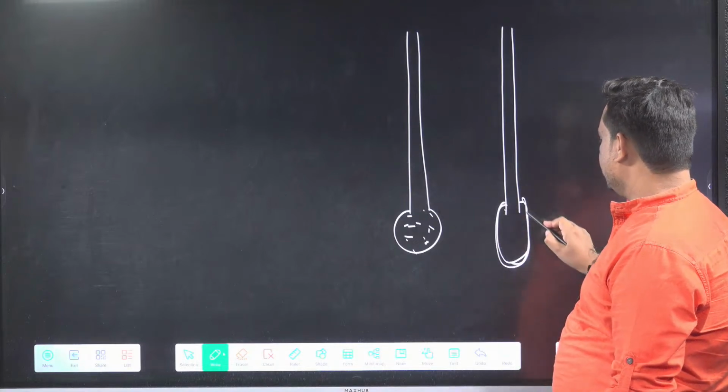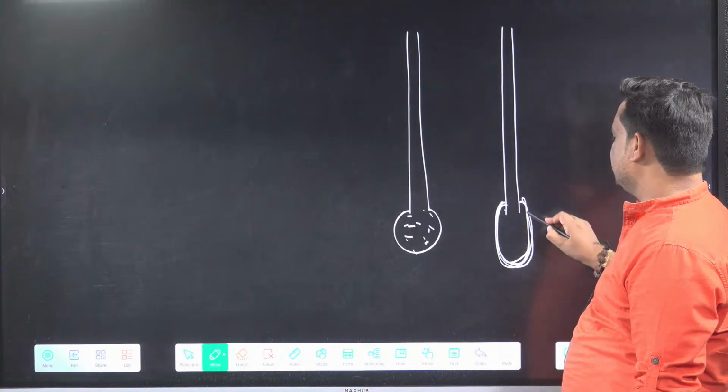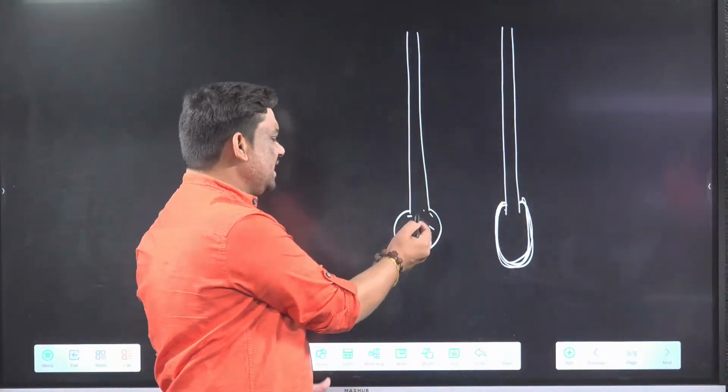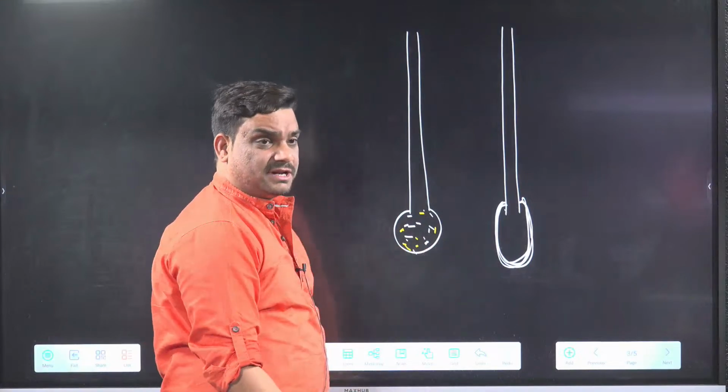So I have taken two types of bulb. One bulb is spherical, one bulb is cylindrical. Yes, mercury we will fill. We can fill any liquid, there is no problem. You are saying mercury because you have seen mercury all the time. But yes, that material must have some properties, so we'll write what those properties are.